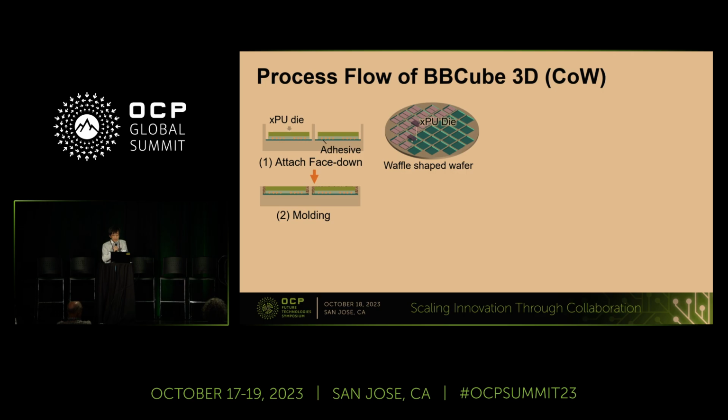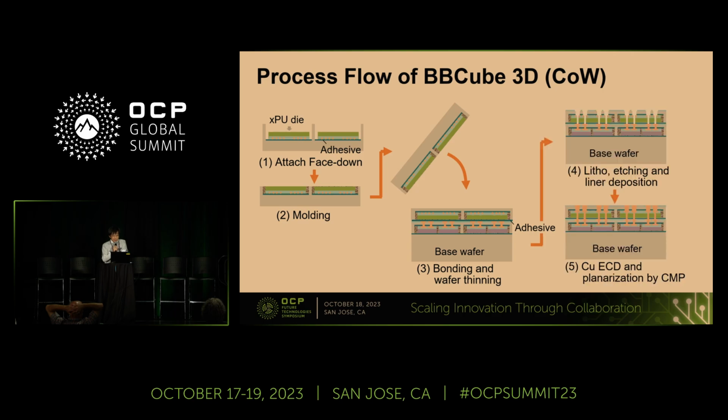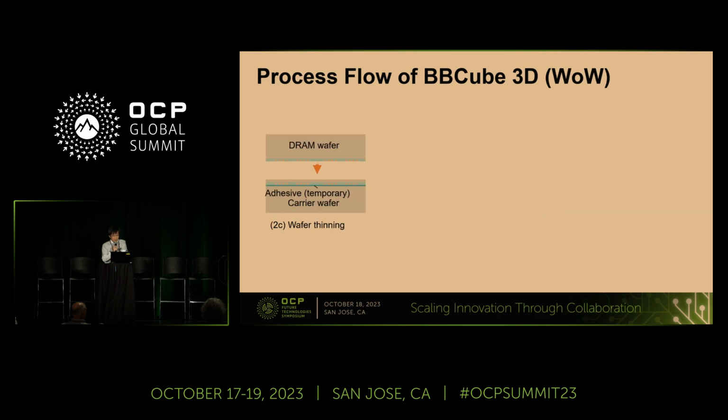XPU is stacked with chip-on-wafer. First, XPU dies are attached face down on a waffle-shaped wafer. Next, the wafer is bonded on XPU or DRAM wafer and thinned to about 10 micron. Then, through silicon vias are formed and connected to XPU or DRAM on the lower wafer.